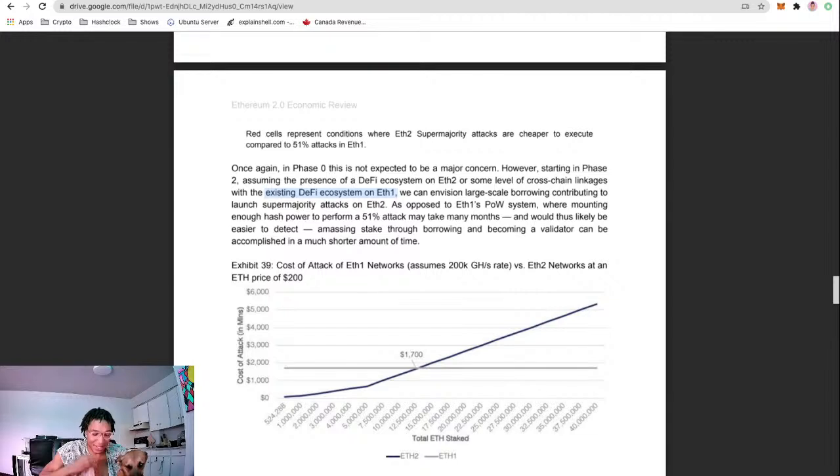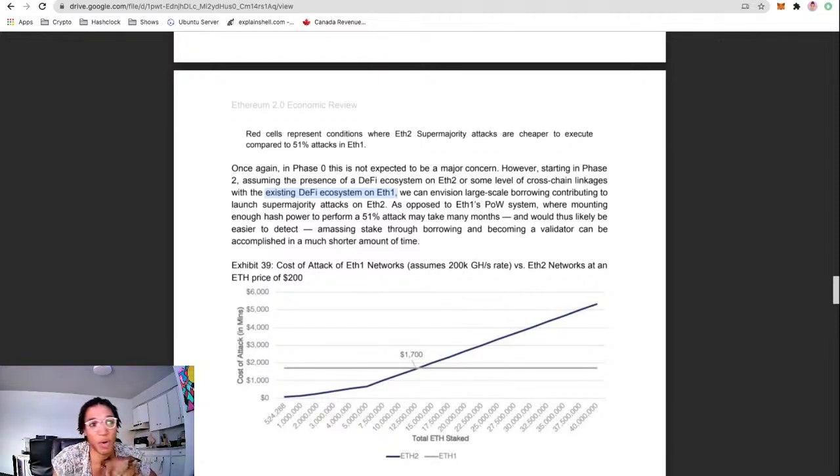Okay, let's see. We can envision large-scale borrowing to launch supermajority attacks in ETH2, as opposed to ETH1's proof-of-work system, where mounting enough hash power to perform a 51% attack may take many, many months. It was very hard to take over in terms of hash power. This would likely be easier to detect. Amassing stake through borrowing and becoming a validator can be accomplished in a much shorter amount of time.